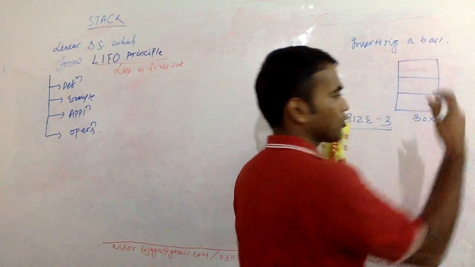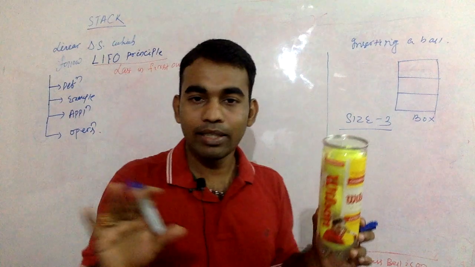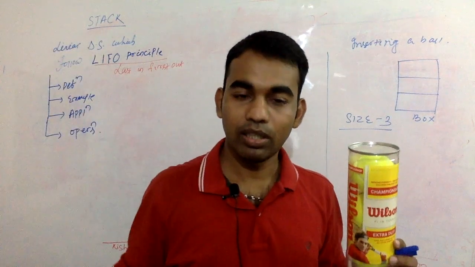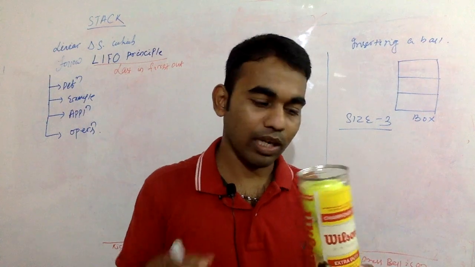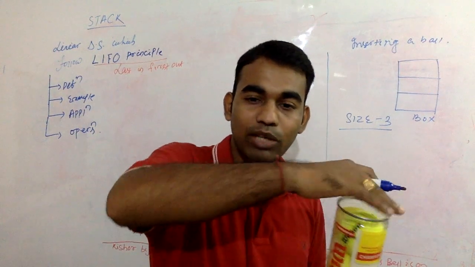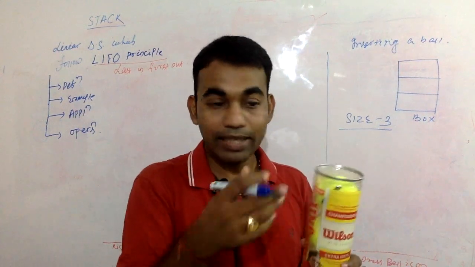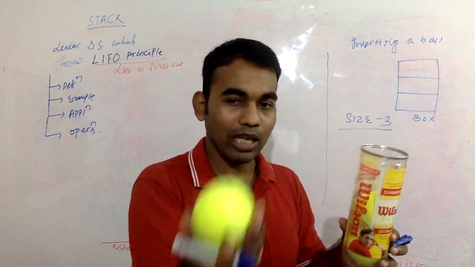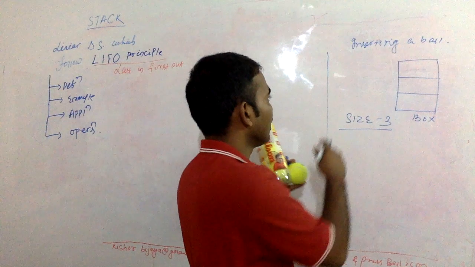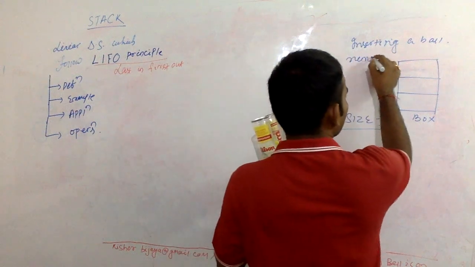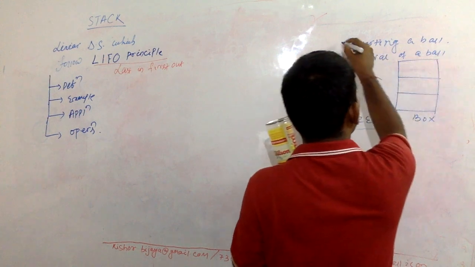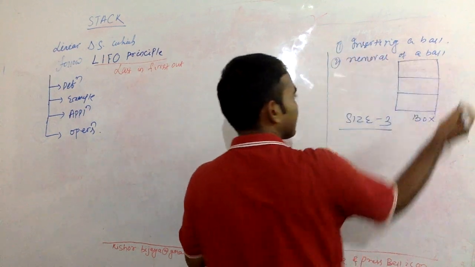Let's understand this one. If you understand this perfectly, then we will be able to map it into computer science terminology, that is stack terminology. Don't worry about that. So this is known as insertion. Suppose I want to remove one ball. Suppose I need a ball to play, then I will remove this one. So this is known as removal of a ball. This is the second operation.